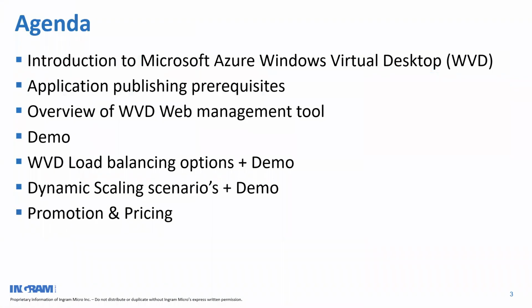As part of the agenda, we'll first quickly look at what is Windows Virtual Desktop, which customers are eligible to use Windows Virtual Desktop. Then we'll deep dive into what is application publishing, what are its prerequisites. We'll have a quick overview of a web management tool that Microsoft has introduced in the month of March 2019. Then we'll look at a demonstration of both the web management tool and how you can use this tool to perform application publishing. Post that, we look at the dynamic scaling options.